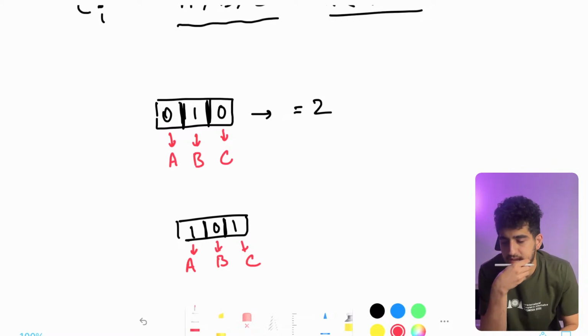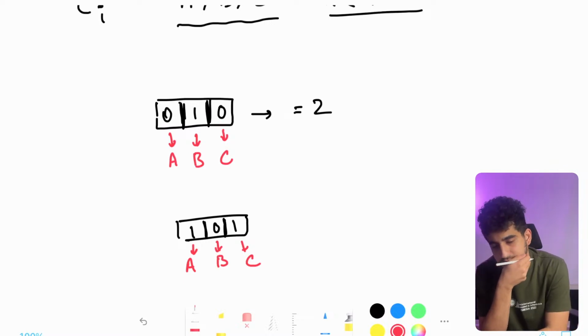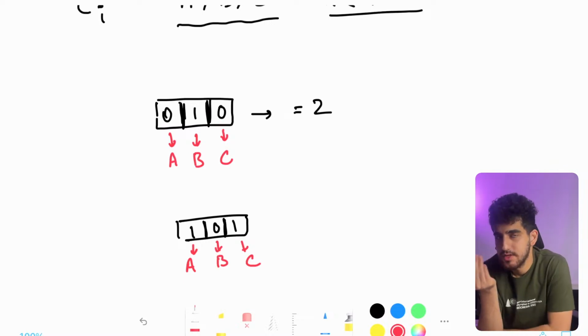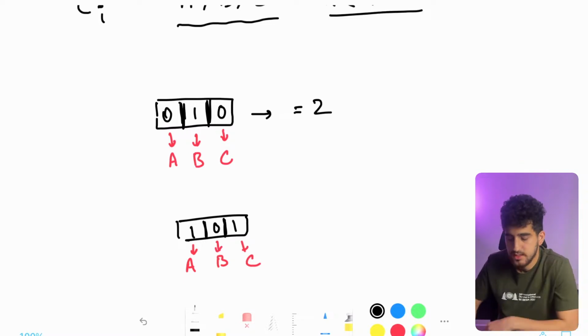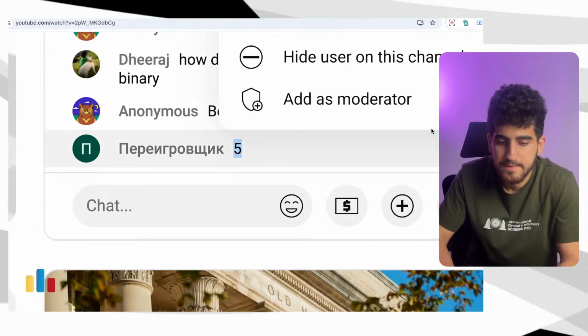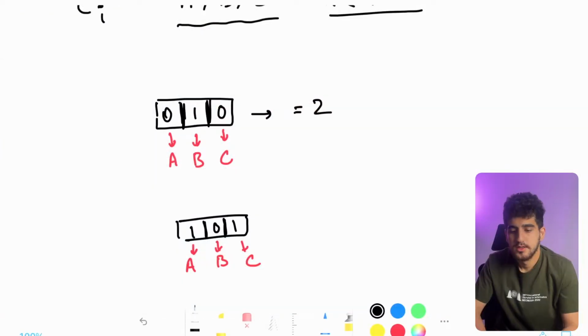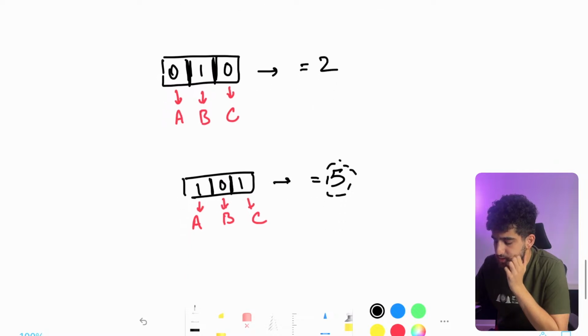If we have vitamin A and vitamin C, what is this number? 101. We have 101 in base 2. What is it in base 10? It's going to be 1 times 2 to the power of 0, plus 0 times 2 to the power of 1, plus 1 times 2 to the power of 2. Exactly. It is equal to 5. So it's going to be equal to 5, for example. I mean, 5 means that one has vitamin C and vitamin A.